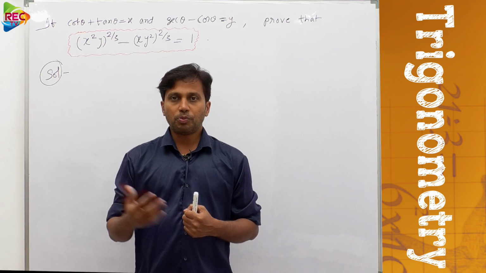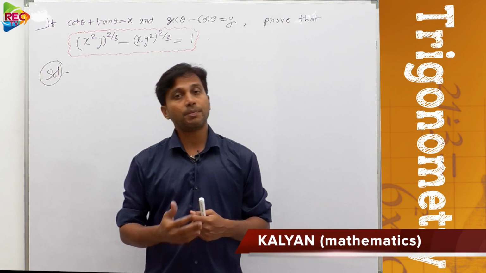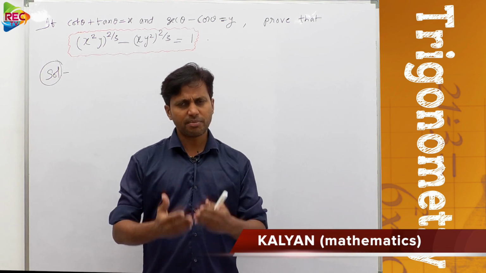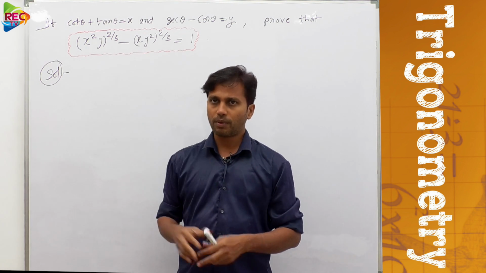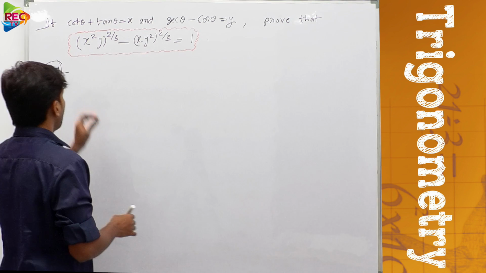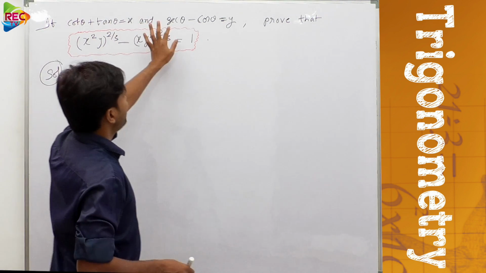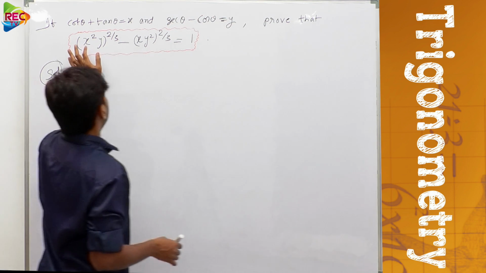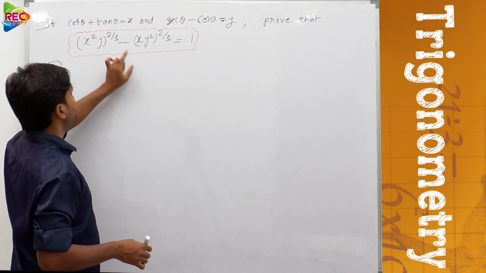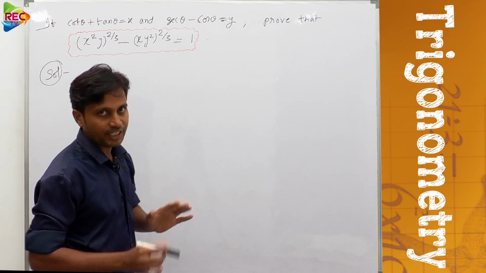So let us do one more problem based on trigonometric identities, and this problem is almost similar in model to the previous problem. Okay, let us see what the problem is. See here, cot theta plus tan theta equal to x and secant theta minus cos theta equal to y. Then prove that (x square y) whole power 2 by 3 minus (x y square) whole power 2 by 3 equal to 1. We need to show that.